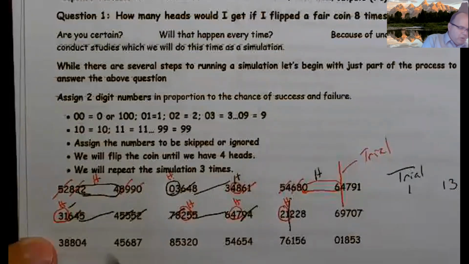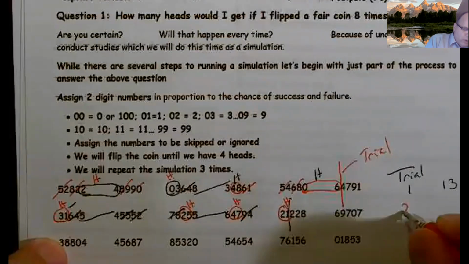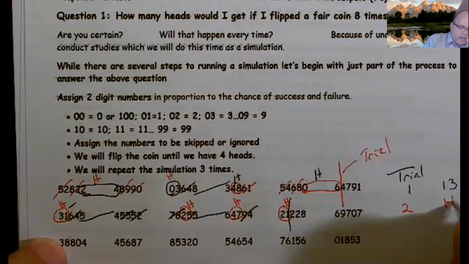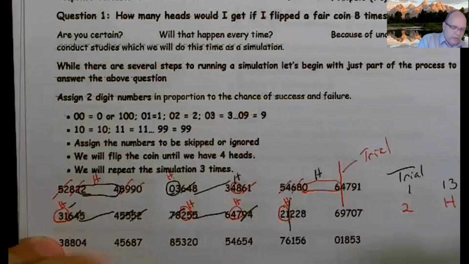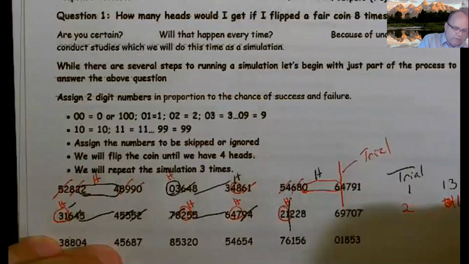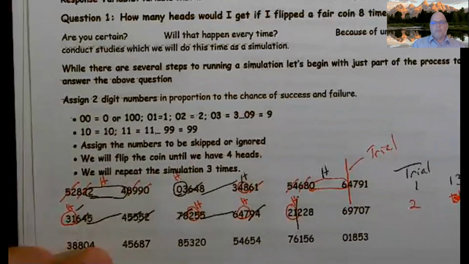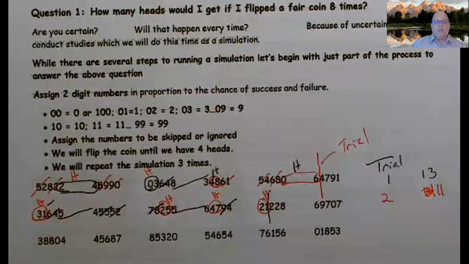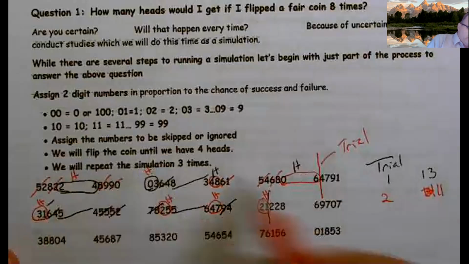So count these up. 1, 2, 3, 4, 5, 6, 7, 8, 9, 10, 11. So on trial number 2, I had to flip it 11 times to get the 4 heads. All right, we'll run this one more time, because we're repeating the simulation 3 times.